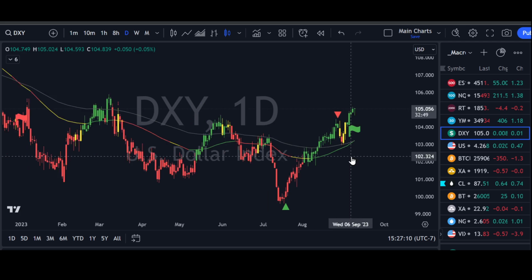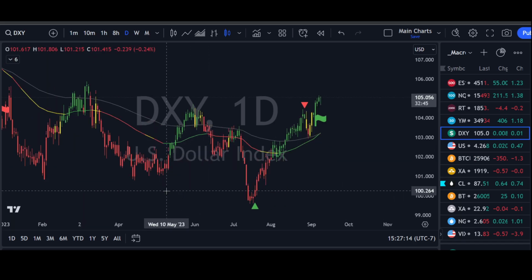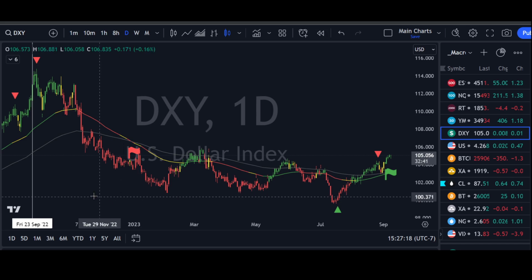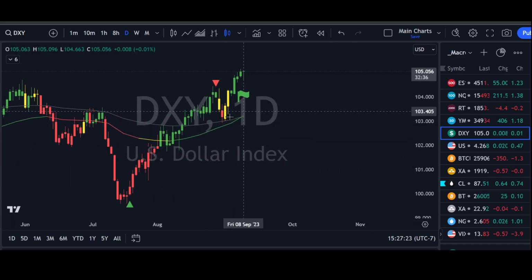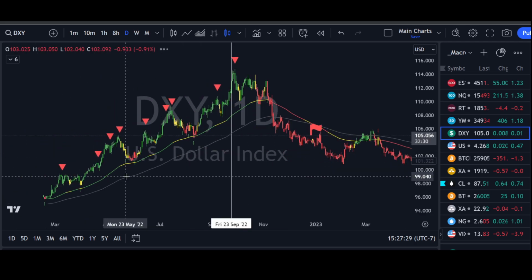And so this is obviously not a good sign for risk assets, or potentially not a good sign for risk assets, at least in terms of probabilities. The dollar looks like it's going to, my guess is that we'll see a little bit of a pullback on the dollar so that the trend can reset and then continue to push to the upside.